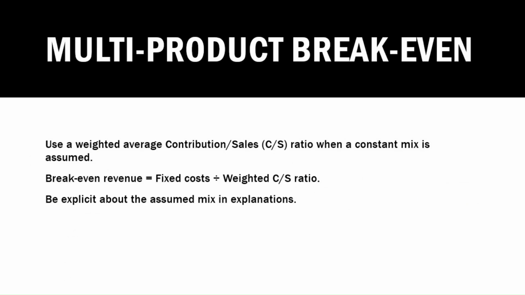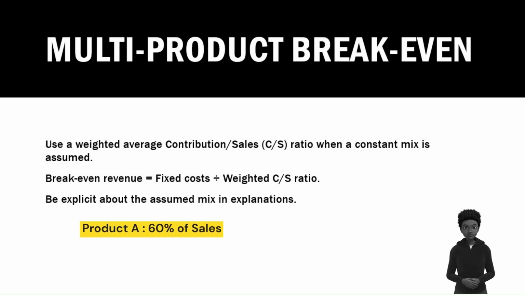Multi-product break-even. In real life, most companies sell more than one product. The issue: each product has a different contribution, so you can't just divide fixed costs by one product's contribution. Solution: use a weighted average contribution to sales ratio.